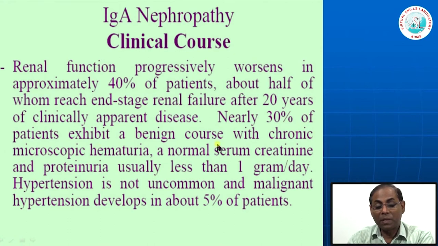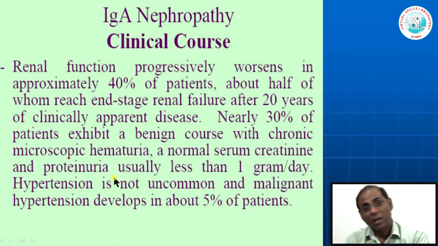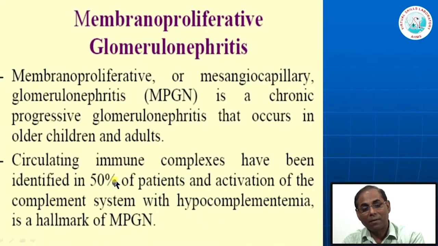Nearly 30% of the patients exhibit a benign course, with chronic microscopic hematuria, a normal serum creatinine and proteinuria usually less than 1 gram per day. Hypertension is not uncommon, and marginal hypertension develops in about 5% of these patients. So, clinically, IgA nephropathy may have significant damage.